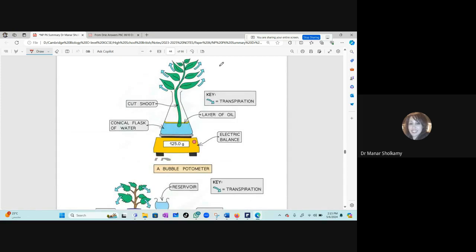Potometer also measures transpiration. Transpiration is the water lost. We cannot measure how much water vapor escaped into the air. This is hard. So how do we do that? We measure the change in mass of the plant and we change the environmental conditions.